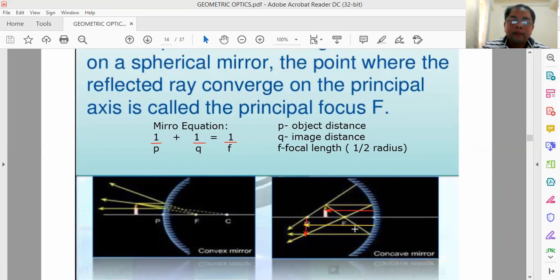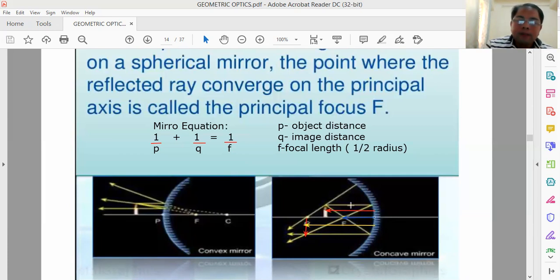Now, there's another length that we call focal length, and focal length is this third line. The focal length is from the vertex to F. The blue one is focal length, the red one is your object distance, and Q is your image distance.